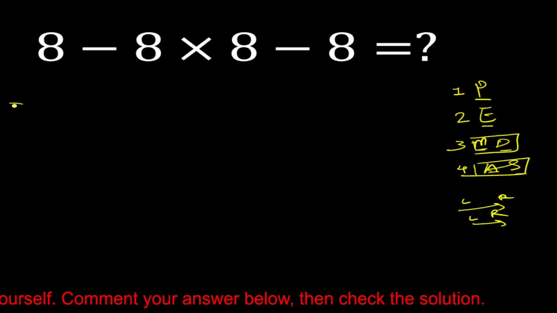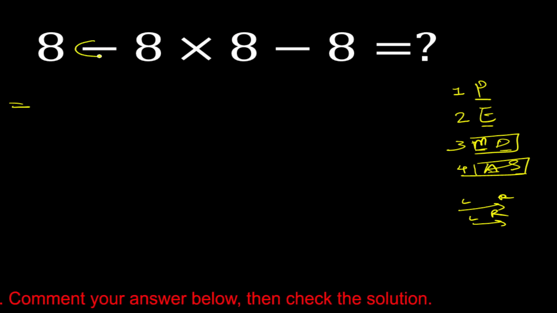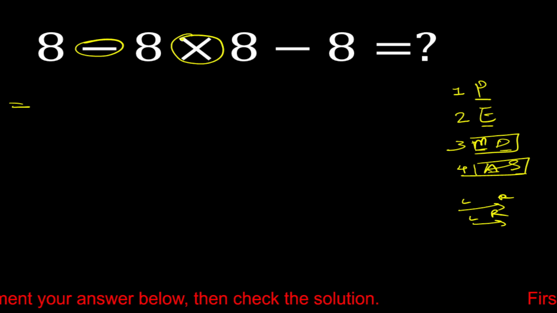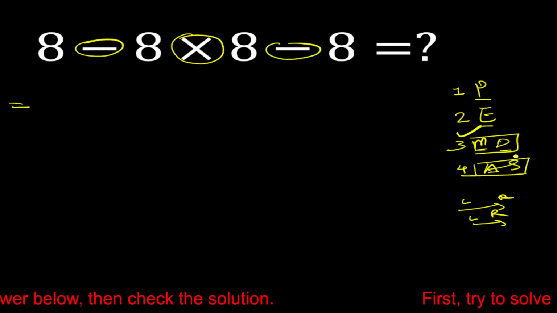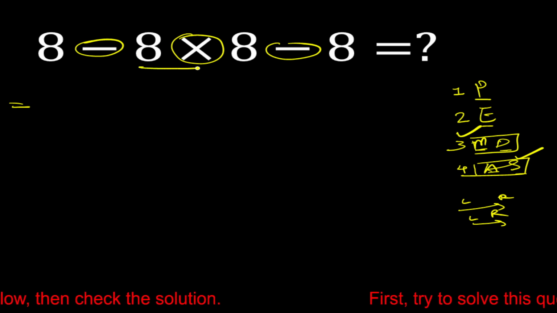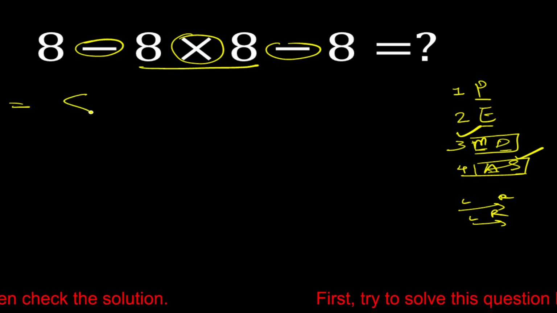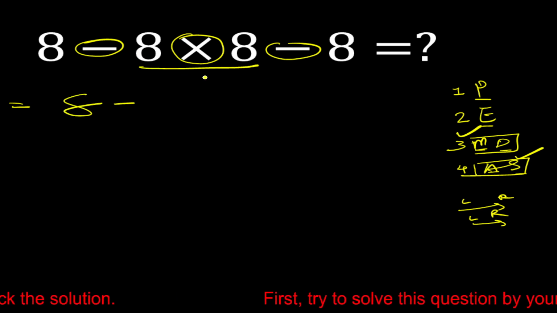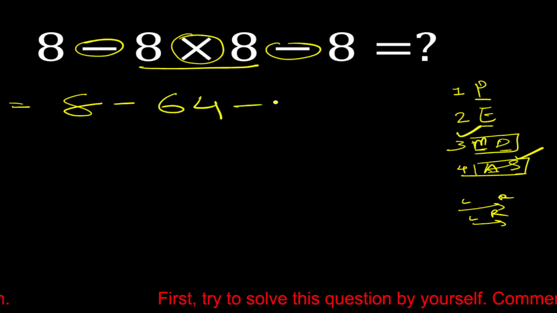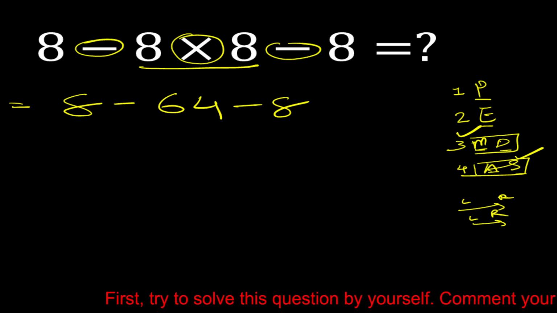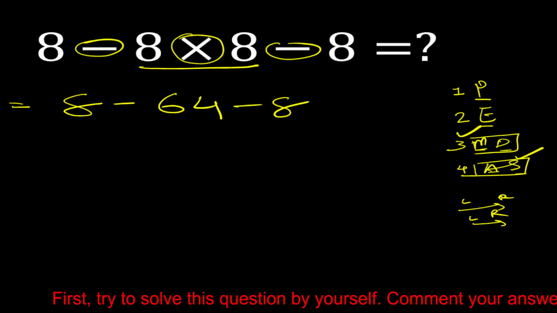So in this question, here is one subtraction, here is multiplication, and here is subtraction. First priority is multiplication, then we have to solve subtraction. So first we have to solve this multiplication. So 8 minus 8 multiply 8 is equal to 8 minus 64 minus 8. Okay.